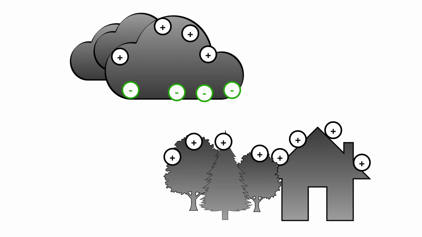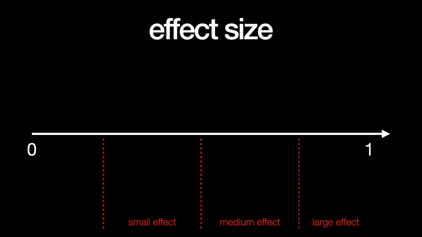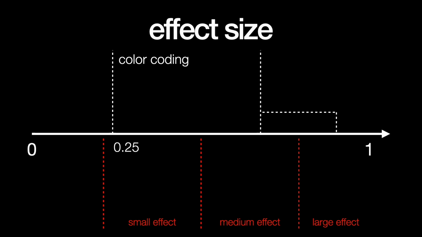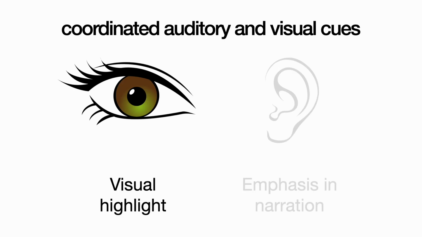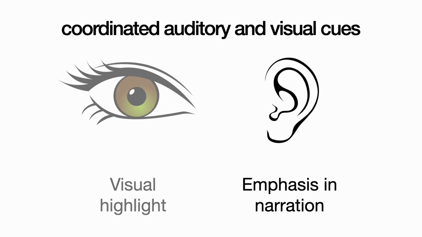Studies comparing groups that were given color-coded materials and those who were not show that color coding had a moderately positive effect on learning. This effect can be further improved with the coordinated use of auditory and visual cues. For example, when the narration puts additional emphasis on what's being discussed and highlighted visually.